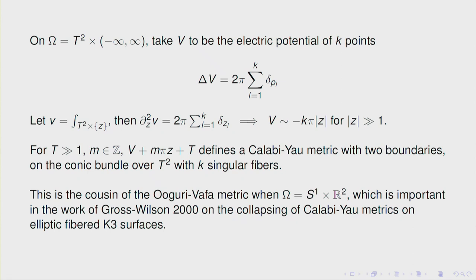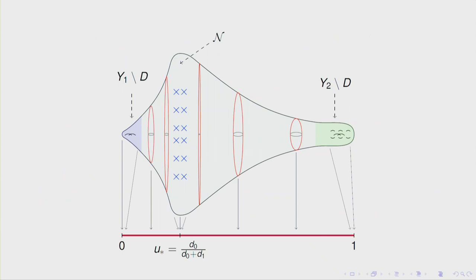This is a cousin of the so-called Ooguri-Vafa metric, where you take omega to be S1 times R2. That's important in the work of Gross-Wilson when they study collapsing of Calabi-Yau metrics on elliptic fibered K3 surfaces. These are local models around a singular I1 fiber. Here, instead of S1 times R2, you take T2 times R. This is once again the picture.